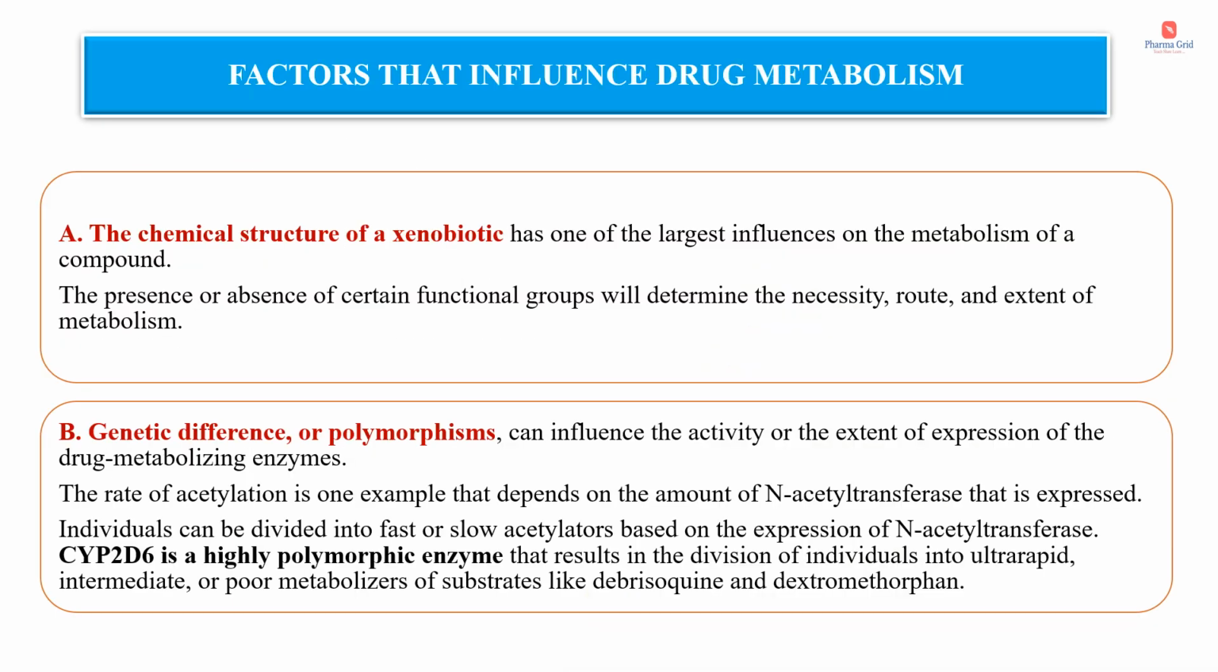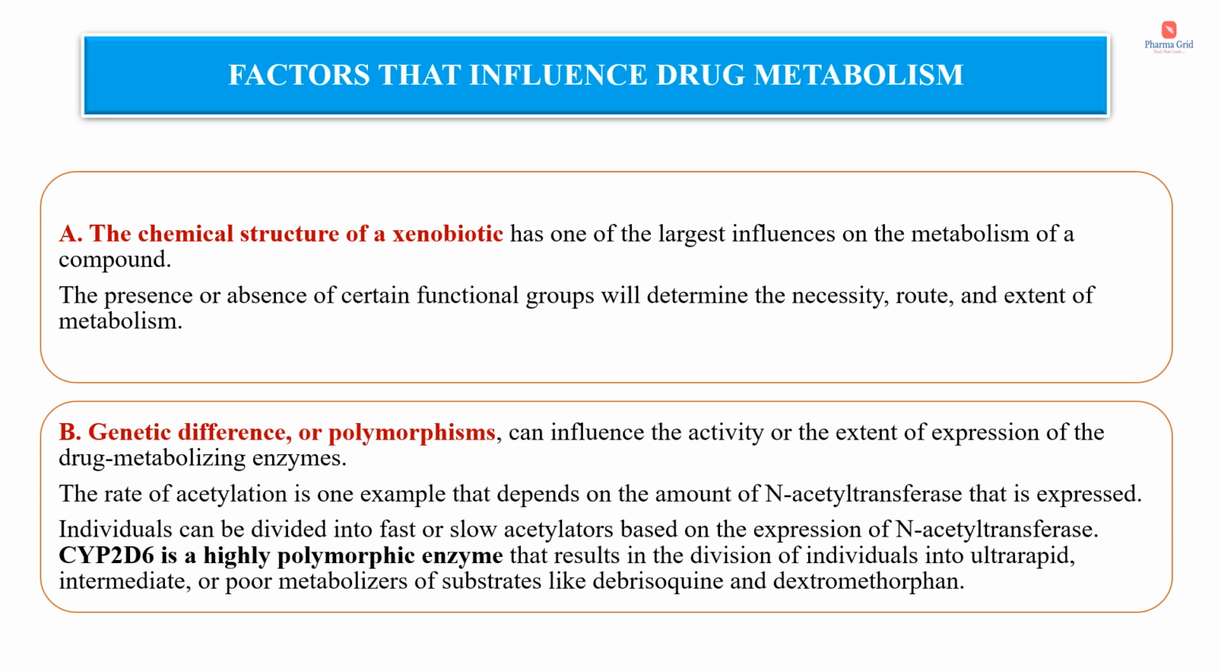Factors that influence drug metabolism. The first factor is the chemical structure of a xenobiotic, or the chemical structure of a drug. It has one of the largest influences on the metabolism of the compound. The presence or absence of certain functional groups will determine the necessity, route, and extent of metabolism. Next factor is genetic difference or polymorphism. This factor can influence the activity or the extent of expression of the drug metabolizing enzymes. For example, the rate of acetylation is one example that depends on the amount of N-acetyltransferase that is expressed.